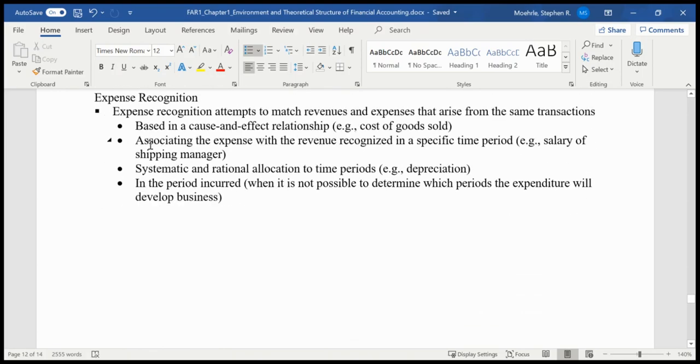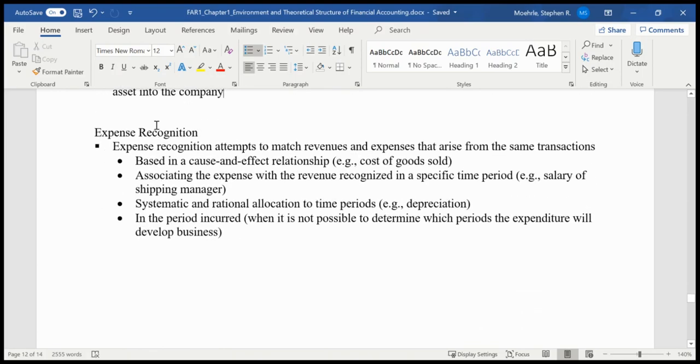Expense recognition. Expense recognition attempts to match the revenues and the expenses. So it attempts to match the revenues and those expenses that arise from the same transactions. It's based in a cause and effect relationship. For example, the cost of goods sold is the expense, what the company paid for the good it just sold to the customer.